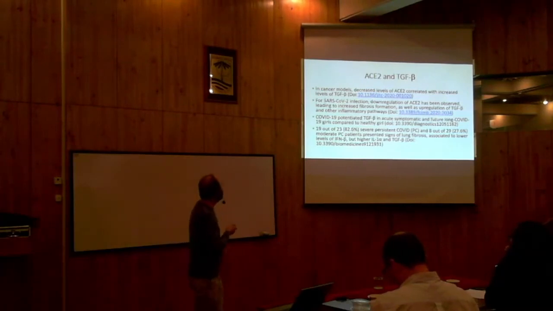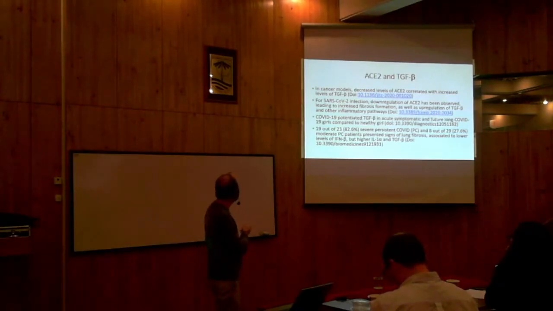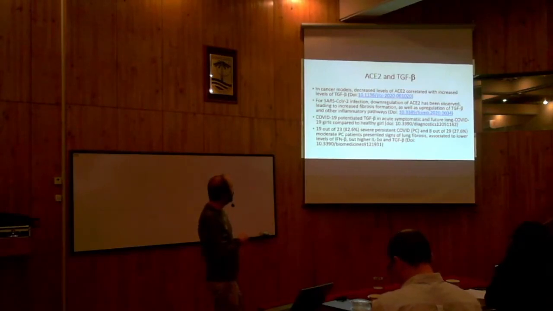Yeah. The other thing, so that's like the SARS-CoV-2 downregulates ACE2, and this also increases fibrosis formation as well as upregulation of TGF-beta. COVID-19 potentiates TGF-beta in acute symptomatic and future long COVID-19 girls compared to healthy girls.